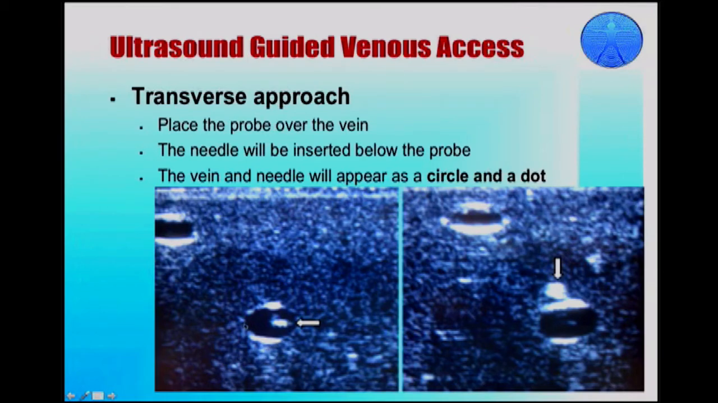So again, the vein is going to look like a circle, compresses easily with compression, and the needle is going to look like a dot. So here's a bright dot heading right towards that vein. Here's a bright dot inside the vein. So what we do is we're going to guide this needle down to the vein and have it sit right in the middle of the vein.